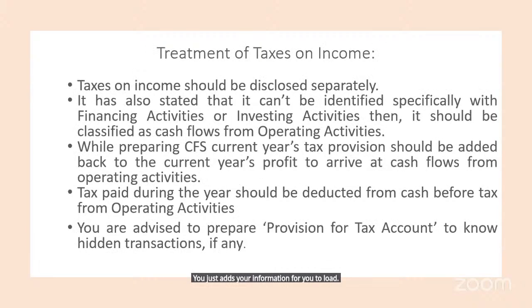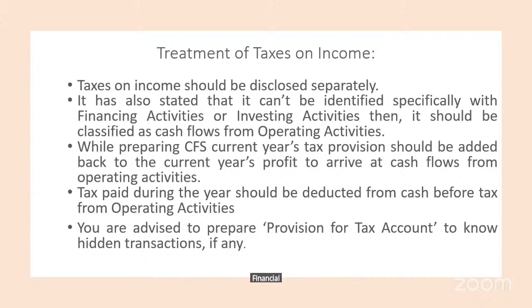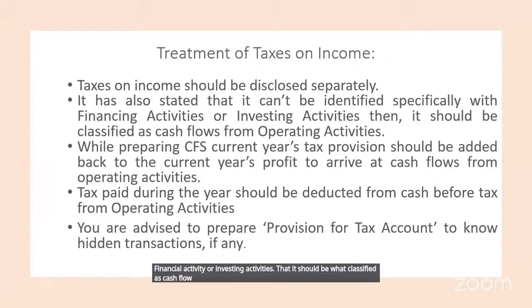Now, how do we treat taxes on income? Taxes on income should be disclosed separately. That is, we have to show it separately. It is also stated that if it can't be identified specifically with financing activities or investing activities, then it should be classified as cash flow from operating activities. If there's a tax and you're not sure whether it falls under financing or investing, you better classify it as operating activities.